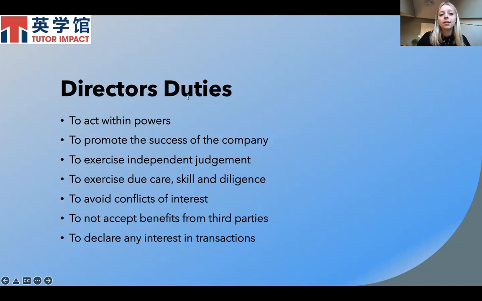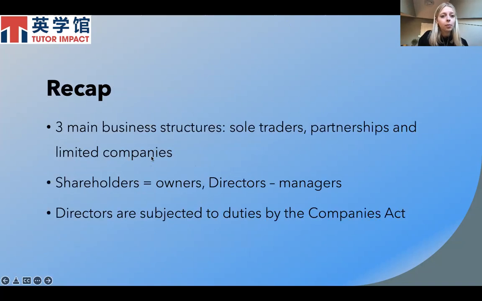The last duty here is to declare interest in proposed and existing transactions. So what this one means is, if you are a director and you have an indirect or a direct interest in a transaction or an arrangement with the company, you just have to declare it. So it's a very simple procedural duty that you just have to declare any sort of interests in transactions. So that's a brief overview of all of the directors' duties of a limited company.